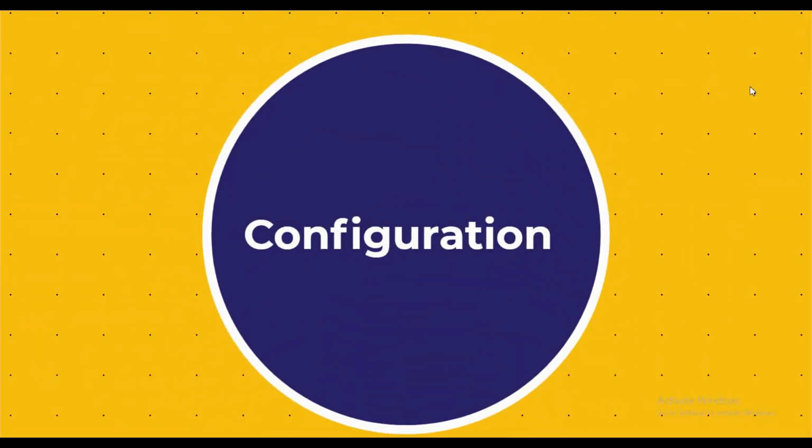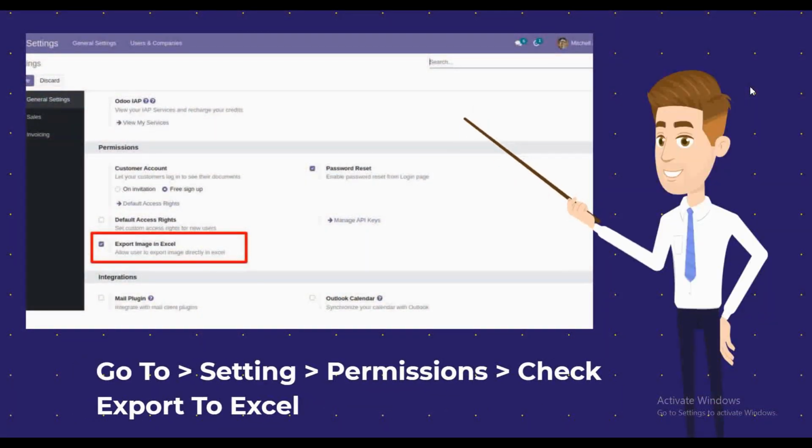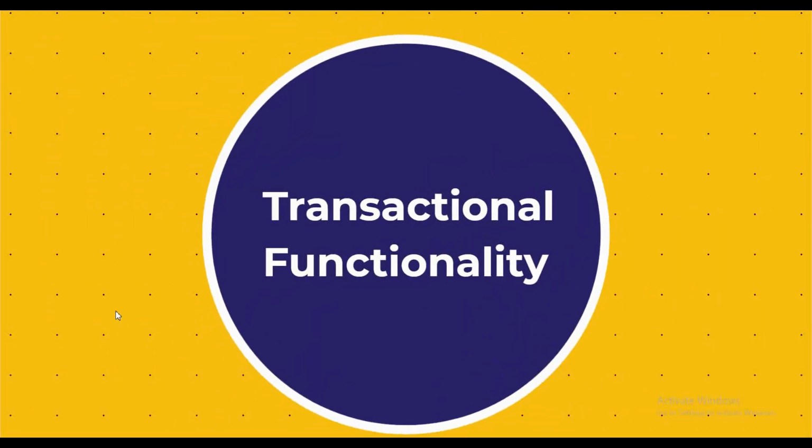Now let's look at the configuration. You need to go to the settings, and there you can find the permissions. Under permissions, you need to check Export Images in Excel. Once you're done with all these settings, you will be able to export the images in Excel.